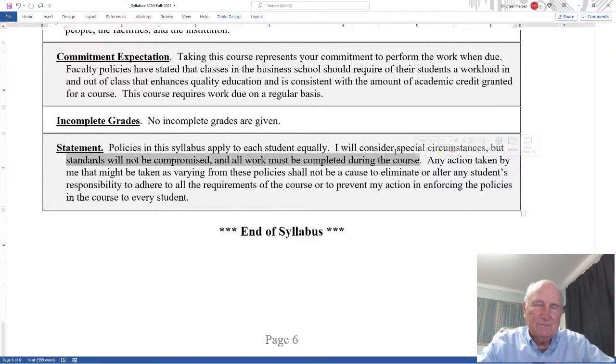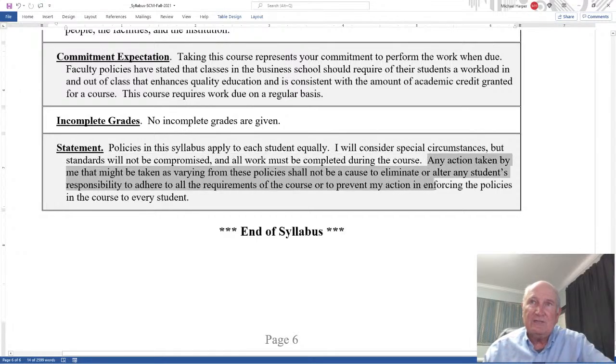I will not compromise the standards. For example, people submit by email because their Canvas went down. Fine, that's fine. I understand special circumstances, and they may have to submit it in a different place. I understand that, but I will not lower standards. Everything has to be done on time, with the adequate standards that everyone else has. Any action taken by me that might be taken as varying from these policies shall not eliminate or alter any student's responsibility to adhere to all the requirements of the course, or prevent my enforcing the policies in the course for every student.